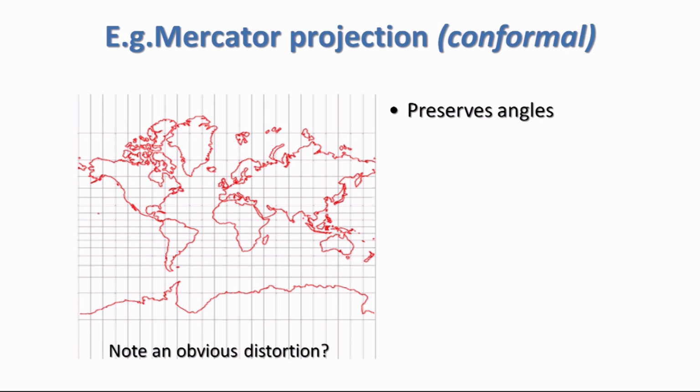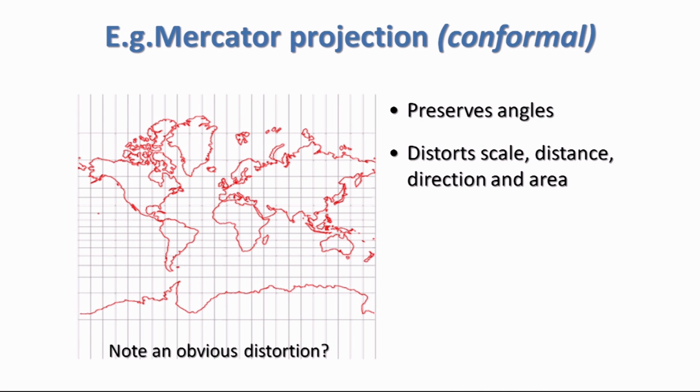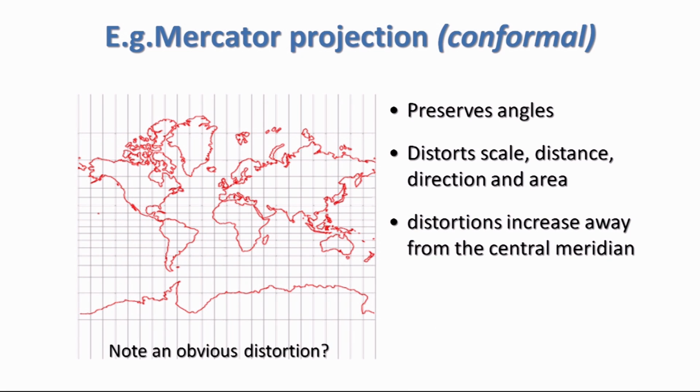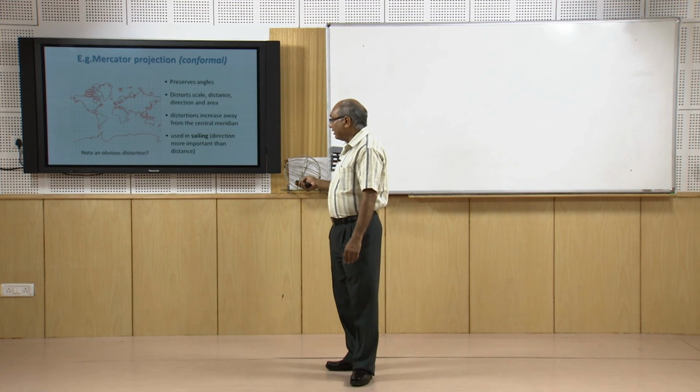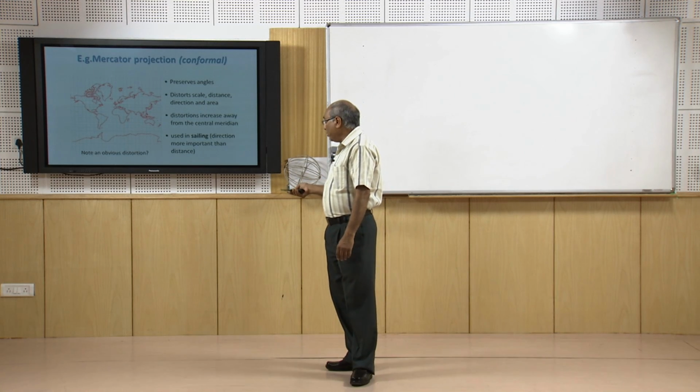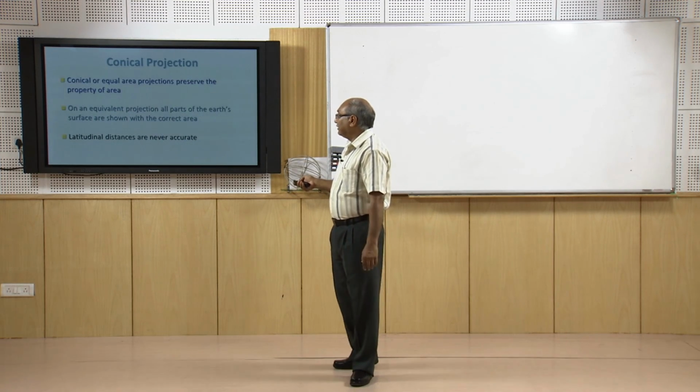Mercator projection distorts scale, and once the scale is distorted, your distance, direction and area are also distorted. So depending on where the country is located, an appropriate projection has to be chosen. Distortions increase away from the central meridian; near the poles things would be better. It is used in sailing, where direction is more important than distance. In water or sea navigation they prefer it because they want to keep the direction intact.